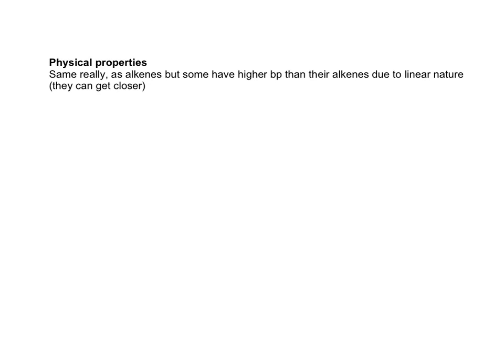Physical properties, they're the same really as the alkenes, but some have slightly higher boiling points than their alkenes of the same carbon length. And that's only because they're more linear, so they can get closer, and the London dispersion forces are more attractive to each other. So it's not a huge difference though.